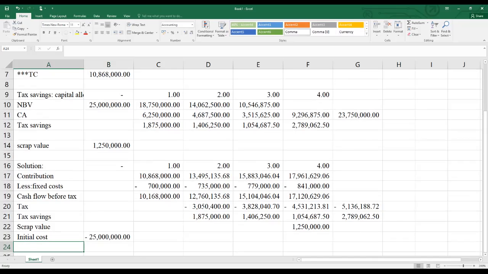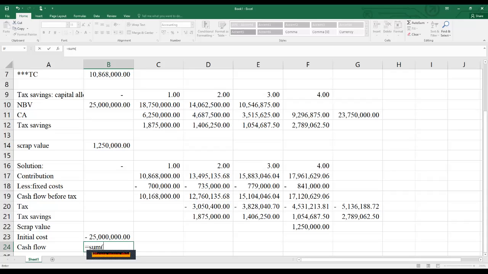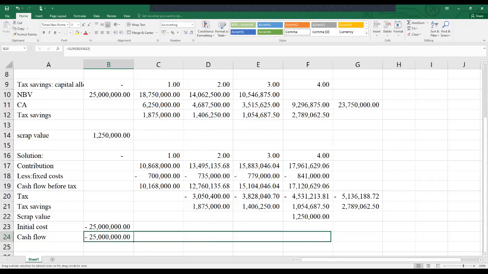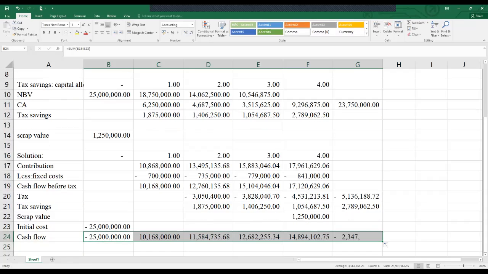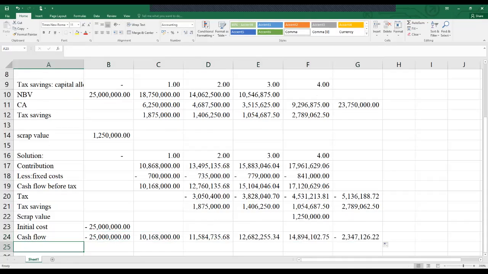Working capital. I don't think it's working capital. No working capital. Okay, therefore net cash flow equals the sum from the cash flow before taxation all the way until initial cost, year 1, or a diagonal formula all the way to year 5. Now that I have the cash flow there, I can get the NPV. NPV will be equal to equals NPV.